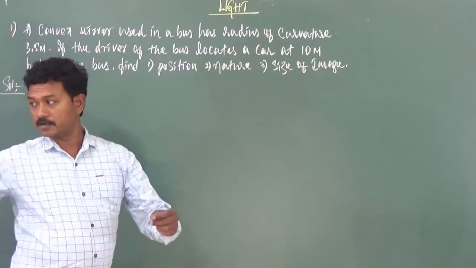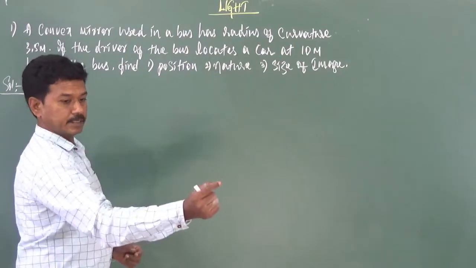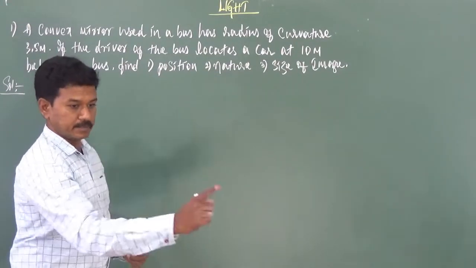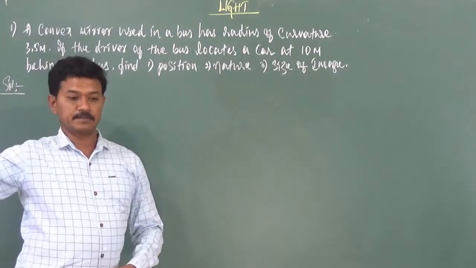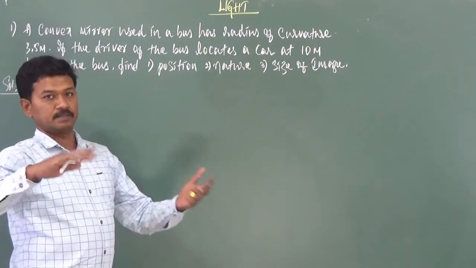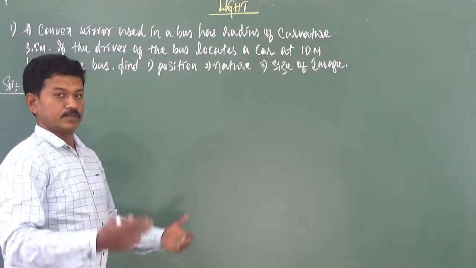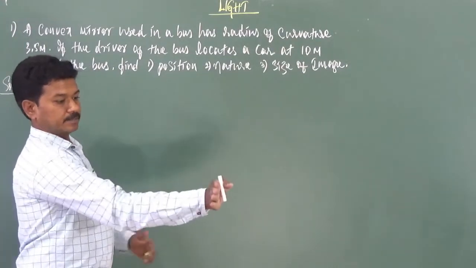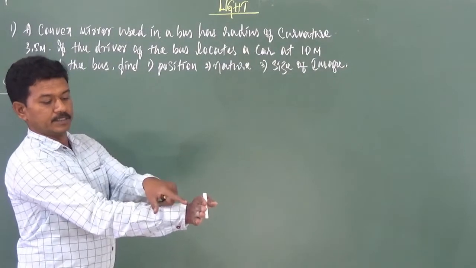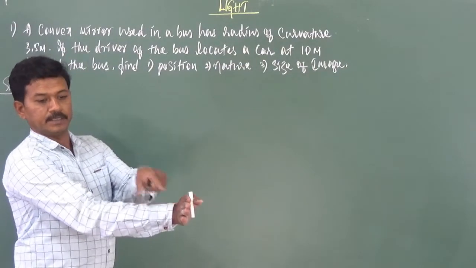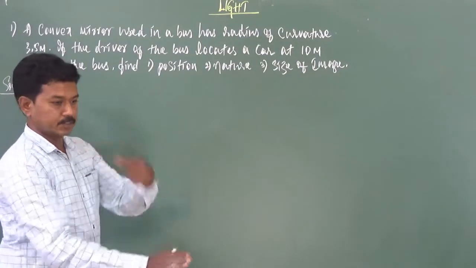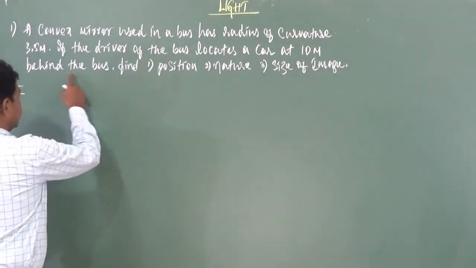The distance of the car from the mirror is 10 meters. From the mirror, the car is 10 meters behind. I do not know the length of the bus here, so let us ignore it. So this is the mirror. Inside the mirror he is going to see the image of the car, which is at 10 meters from the mirror, behind the bus.